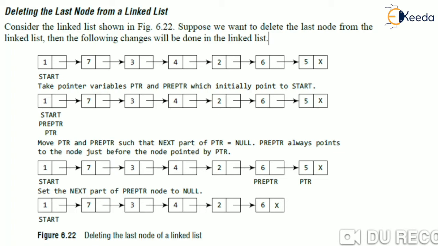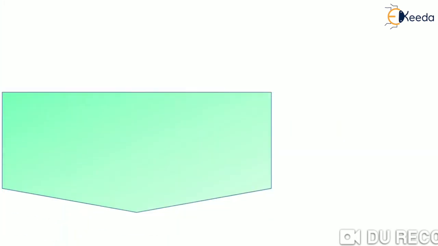Understand? Once we get the null, we are setting the condition: search till the pointer is not equal to null. Once we get the null, the condition is true, then we set the pre-pointer's next to null. Here the pre-pointer element is 6, so we are setting its next to null. Whatever the pointer is currently pointing to is automatically deleted. So this is all about deleting the last node from the linked list.